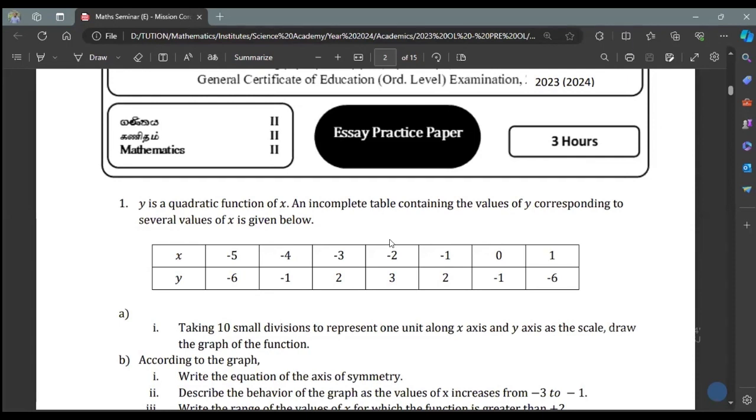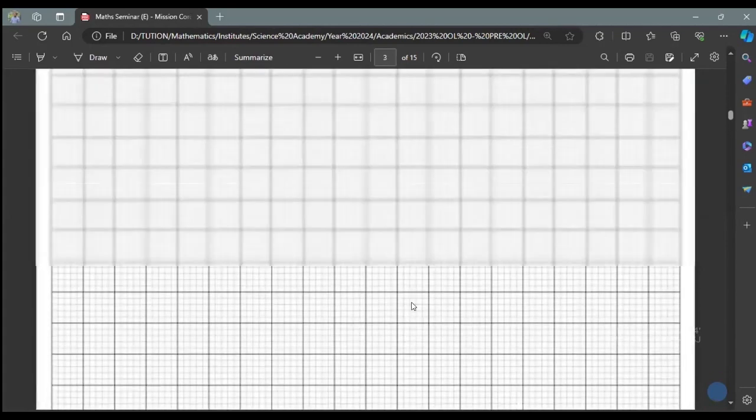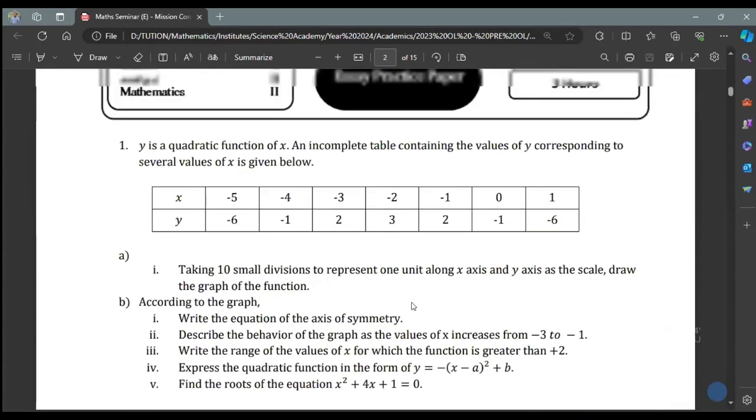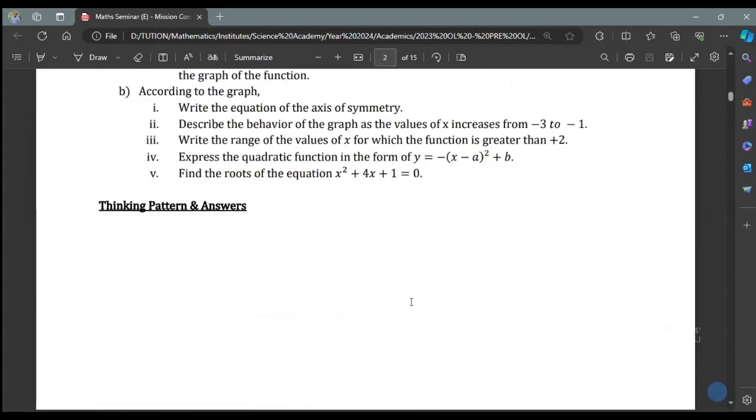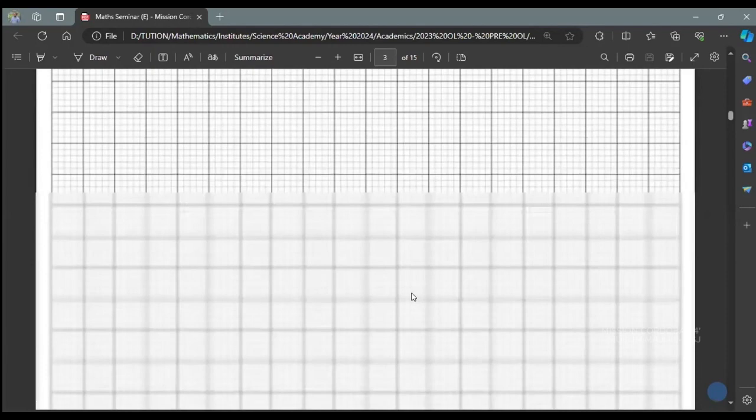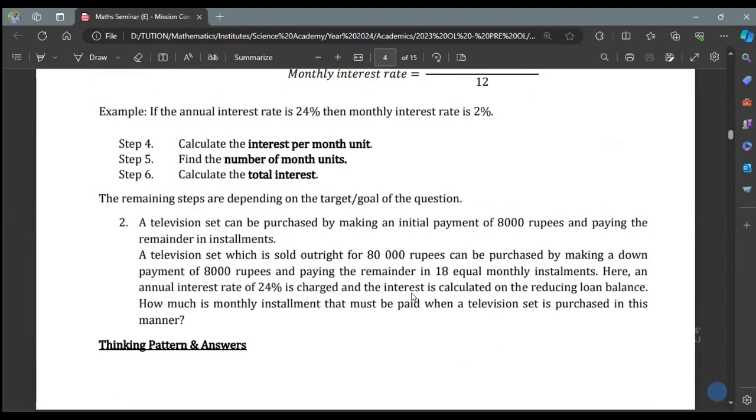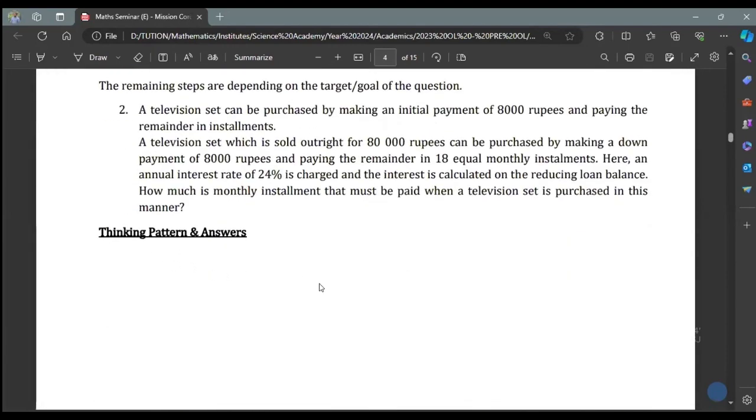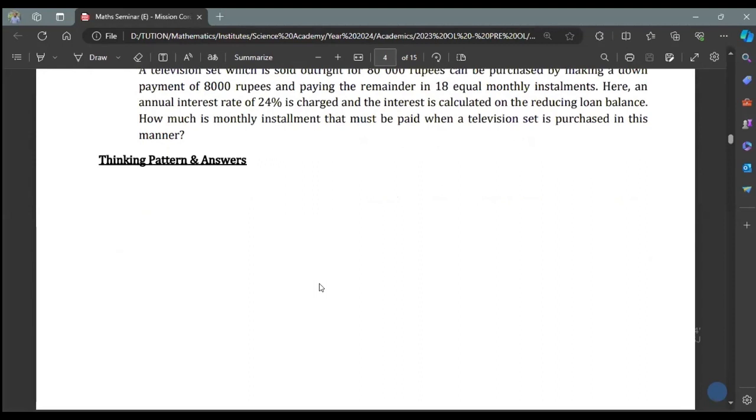All right, listen very carefully. I will start with the second question, and I will do the graphs question after discussing the second question. For every question, I'm going to give you the thinking pattern, how you have to think of the question and how you have to answer it. This thinking pattern is not the answer. So I will write the thinking pattern in one color and the final answer that you have to write on your answer script in another color.